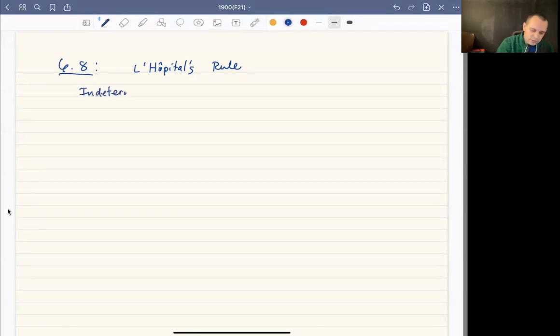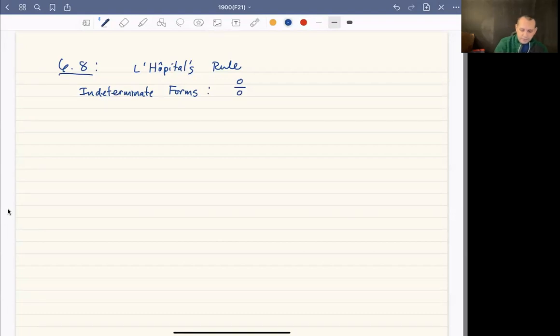Indeterminate forms are certain quantities that you can't just look at and know what the answer is. For example, if you were to look at something of the form 0 over 0, it's tempting to call that 1, but it turns out that you can cook up examples of limits of the form 0 over 0 where they turn out to be whatever you want.